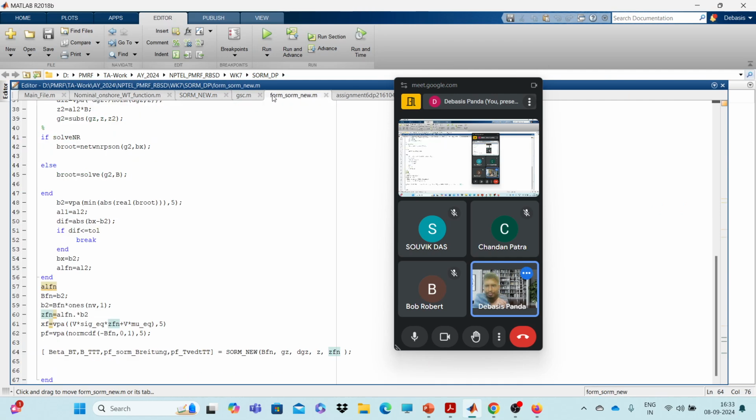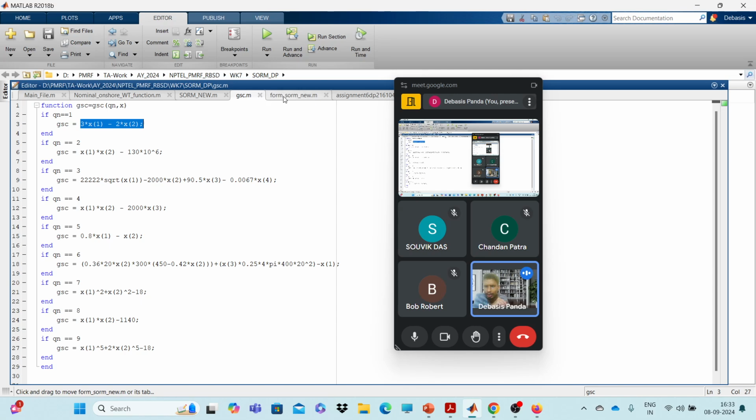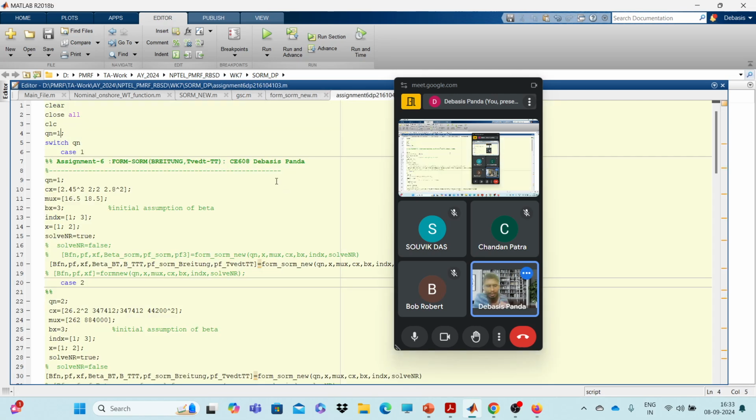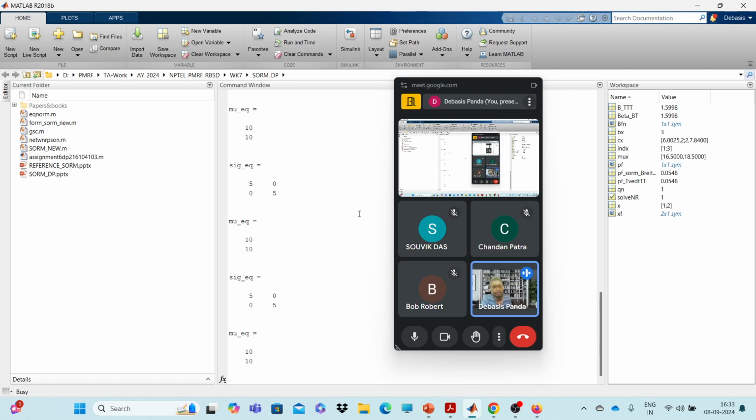So what is the limit state? Question number 9 gives you the limit state. So just run question number 9, I'll check. It will calculate all the things; you run it and you will get all the values one by one. So let's see what value it will give us.